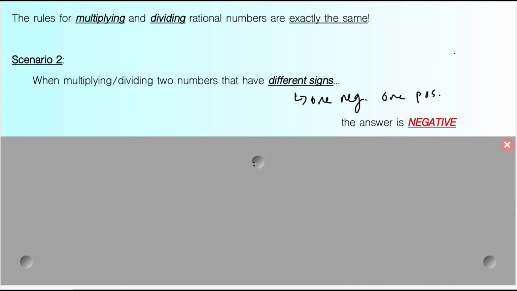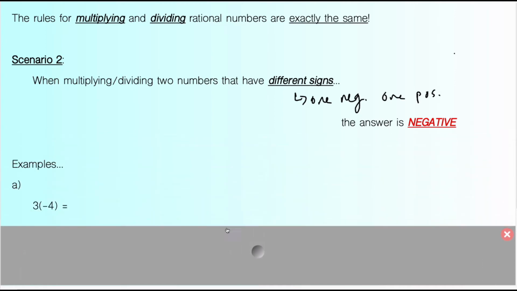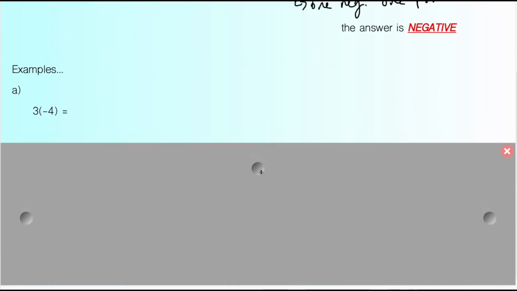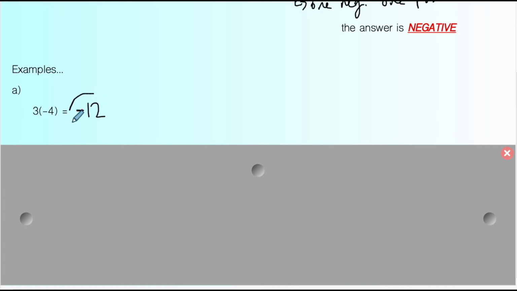So the first example we'll look at is 3 times negative 4. I'm already going to know my answer is negative because I have one positive number and one negative number. And then I just do the math. 3 times 4 is 12. But my final answer is going to be negative 12. Why? Because I have two numbers being multiplied and they have different signs. One is positive and one is negative. The rule is if the signs are different, you have to make sure that your answer is negative.